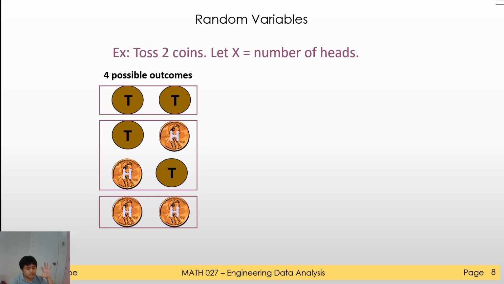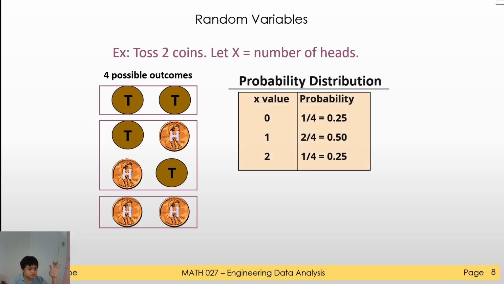So for the discrete random variable x, how many number of heads is the first case? No, we have two tails, so this will be just zero. So there is a case where there is zero number of heads. There are two cases where we have one number of heads, and then there is only one case wherein we have two number of heads. So now we can figure out the probability of this random variable.